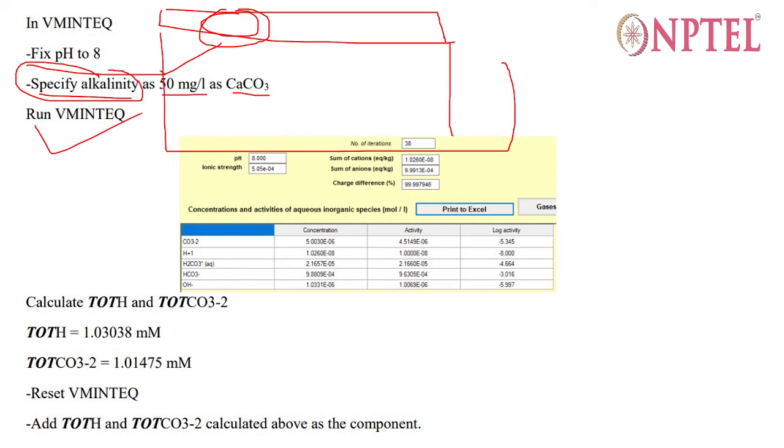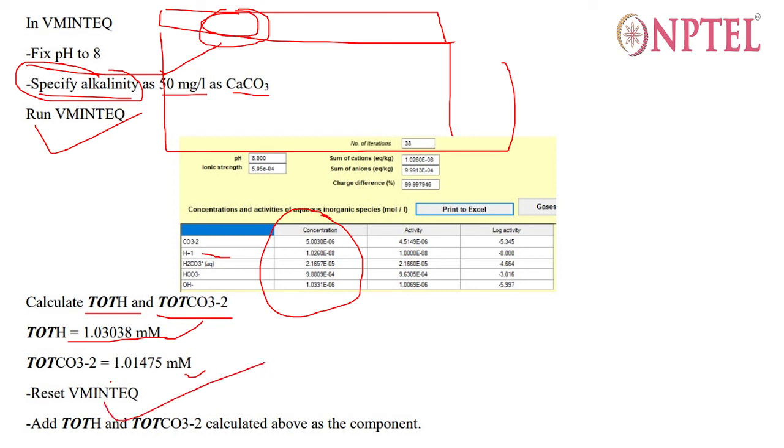So what will you get? You will get all the concentrations, right? From here, calculate the total concentration of H+ ions and the total concentration of CO3 2- ions. If you calculate here, you will get 1.03038 millimolar as the total hydrogen concentration, and the total carbonate concentration is 1.0145475 millimolar. You just add up from where I'm getting one hydrogen, and you will get this.